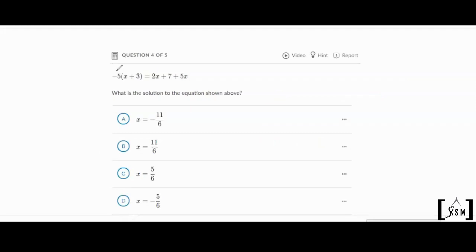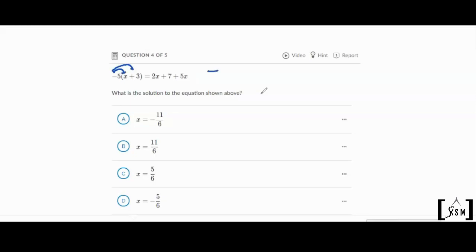Looking at question number 4 now, this equation has been given. They are asking what is the solution to the equation shown above, so we just have to solve for x. Let's solve for x. We break the bracket. We get negative 5x, negative 15 is equal to 2x, and plus 5x, we'll add them up, we get 7x plus 7.